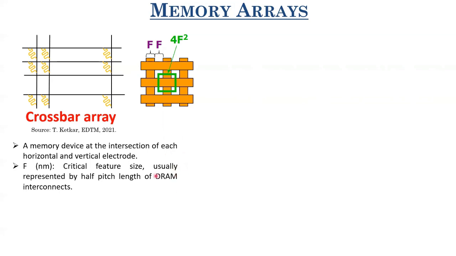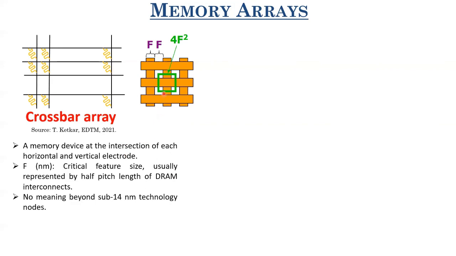DRAM interconnects are supposed to be the highest density interconnects. So the distance between two interconnect lines in a DRAM chip is called the critical feature size, F. Earlier, when you talked about 40 nanometer technology or 180 nanometer technology and so on, it didn't represent the gate length. It actually represents this F. 28 nanometer technology means the distance between two DRAM interconnects is actually 28 nanometers, right? So that was the definition. However, this definition doesn't hold true beyond the 14 nanometer technology node.